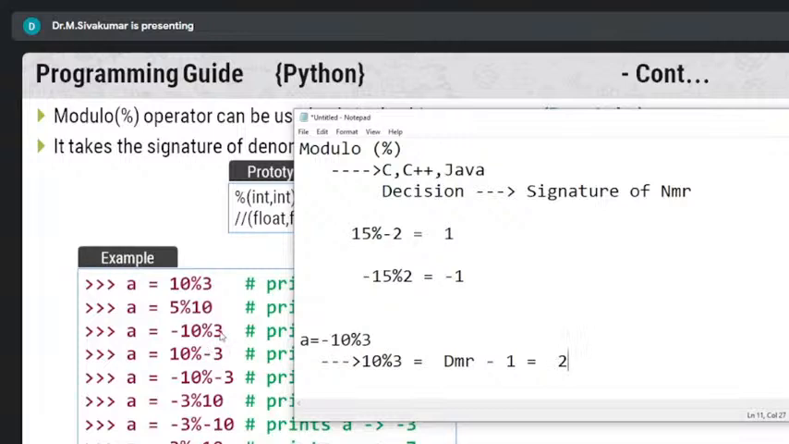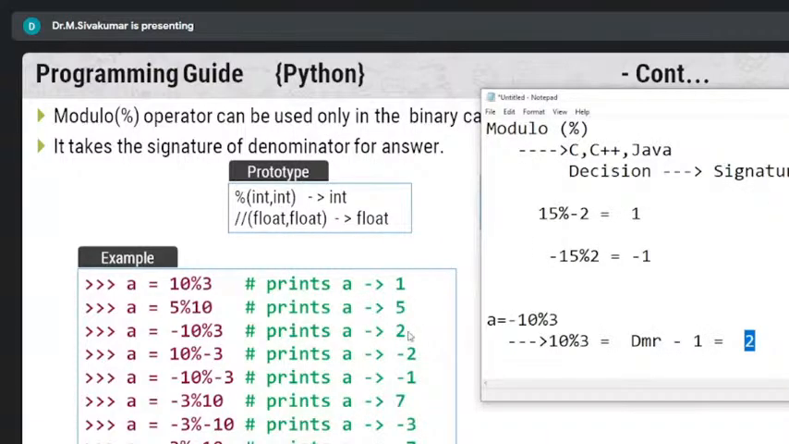The sign of the denominator is positive here, so the answer is 2. That is the answer we are getting here. I mentioned it here also in line number 3: a is the returned answer of 2.